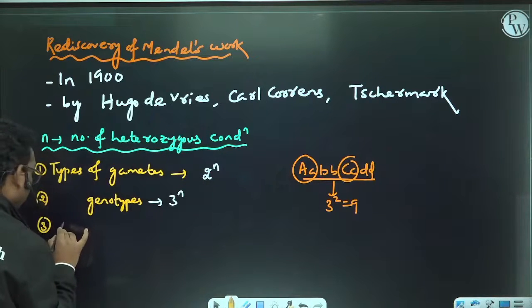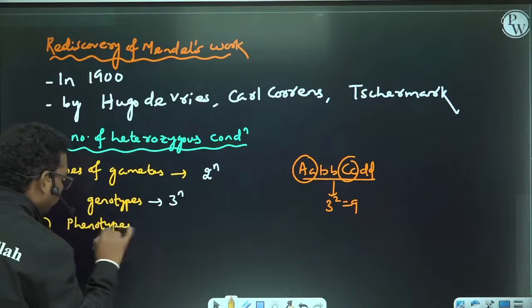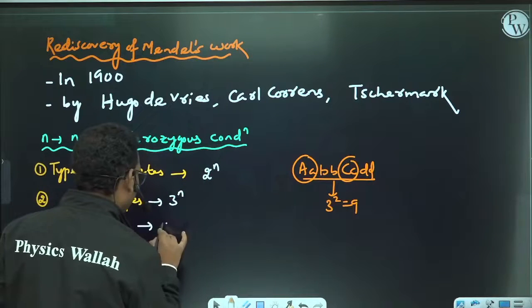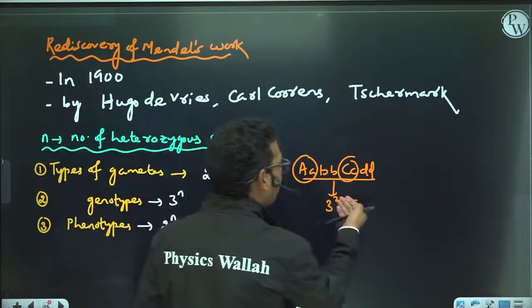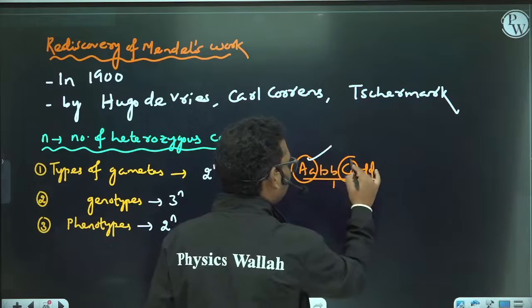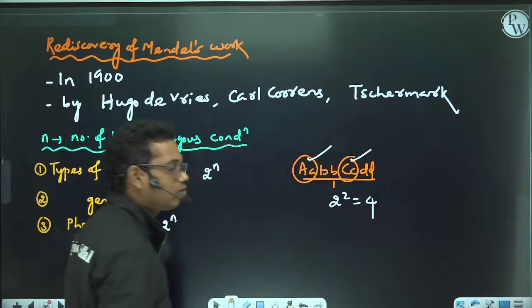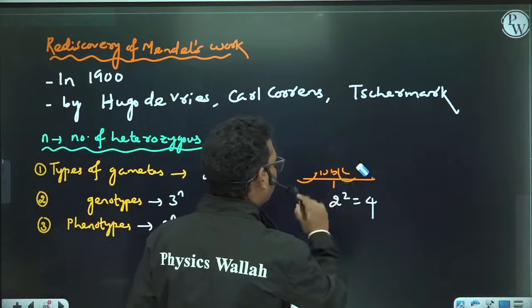Okay, so what about the phenotypes? For phenotypes, I use the formula 2 to the power n. Okay, so here the phenotypes will be, this is heterozygous, so it will produce 4 different types of phenotypes. Okay, so these are some of the formula you have to remember.